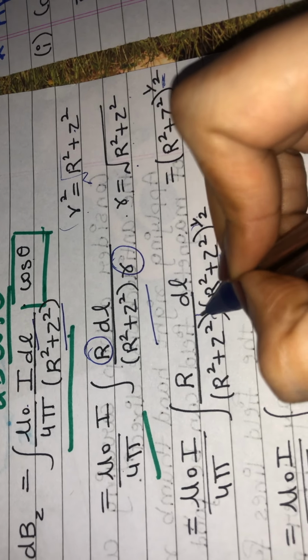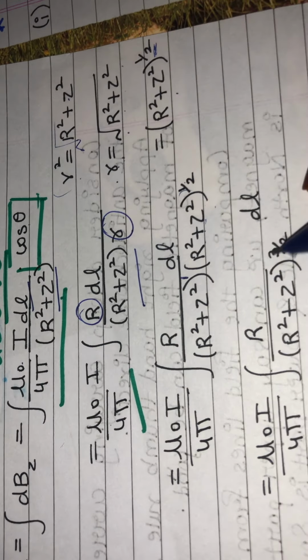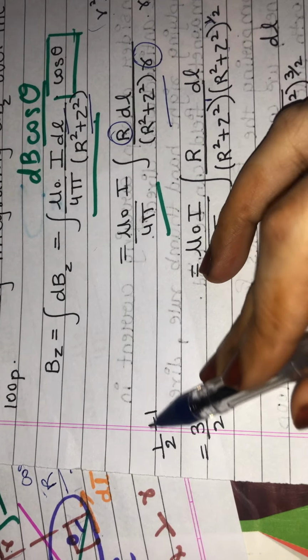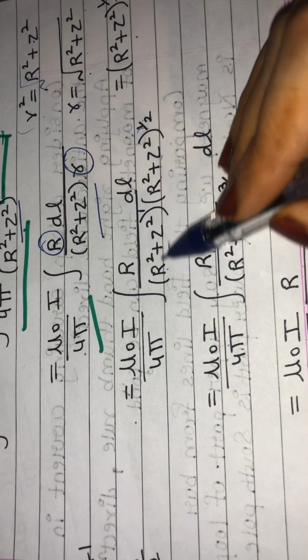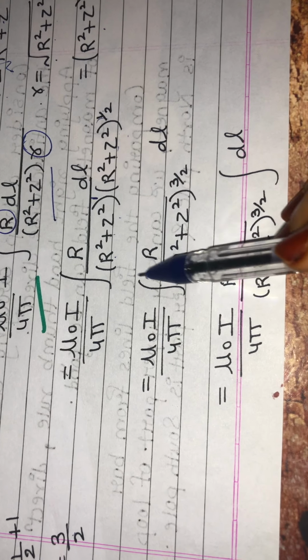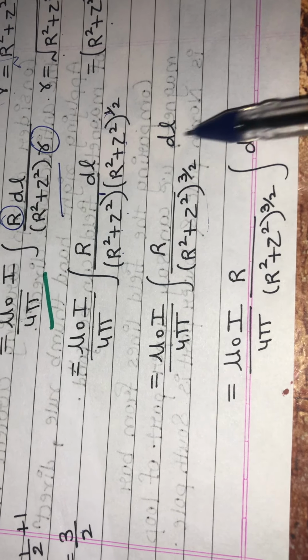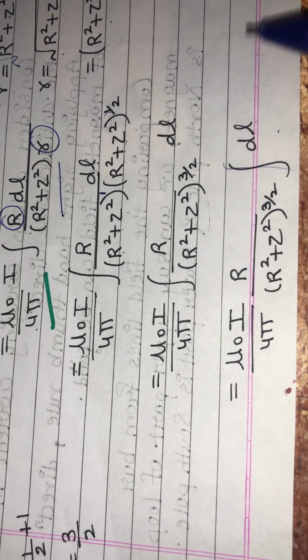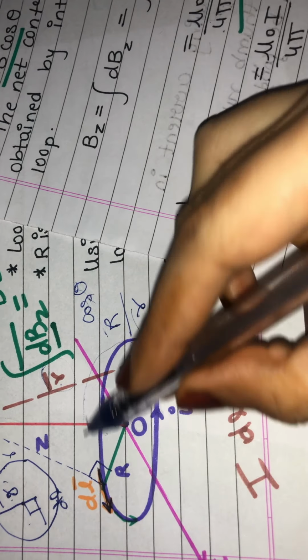Now here it is nothing, means here it is 1. So 1 plus half is 3 upon 2. See, 1 plus half is 3 upon 2. So R square plus z square raised to 3 upon 2. Now I will remove whole this out of the integration. Only dl will remain inside the integration. What is dl? dl was found out on this sides.